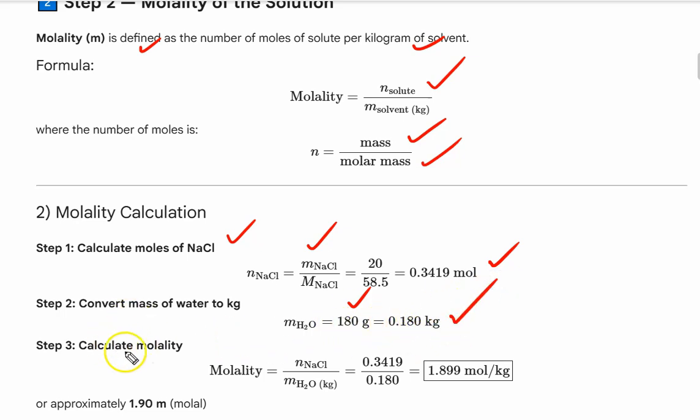Now from here we can calculate the molality. Molality is N NaCl by M of H2O in kg. So N NaCl is 0.3419 divided by that water solvent, which is 0.180 kg. So that is 1.898 mole per kg. So we can write that as 1.9 molal.